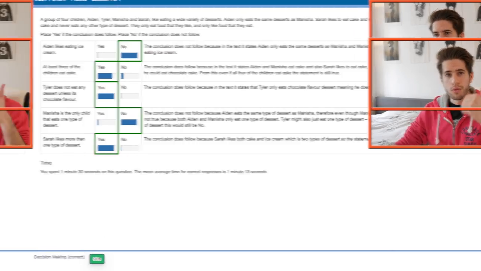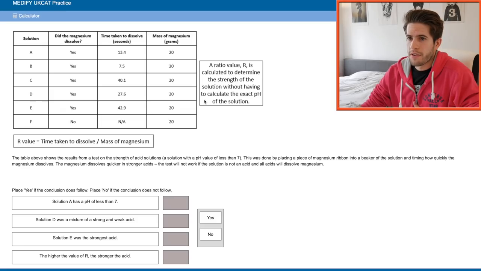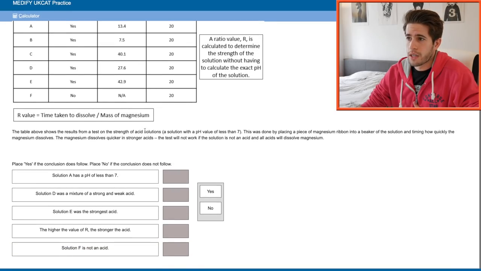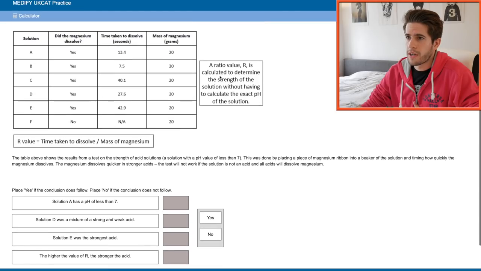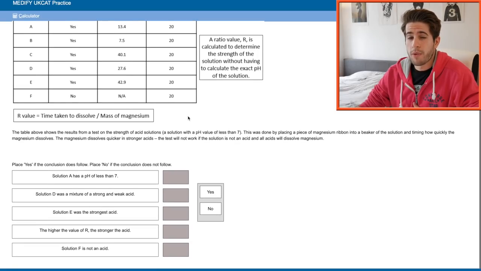Okay, this question looks like a horrible nightmare throwback to chemistry in high school and in university, but let's take a look and see what we can do. Ratio value R is calculated to determine the strength of the solution without having to calculate the exact pH solution. Okay, fine. Time taken to dissolve over mass of magnesium. This question is going to take a long time to answer. I would probably guess and move on and come back to it if I was doing the test, but let's see what I can do.